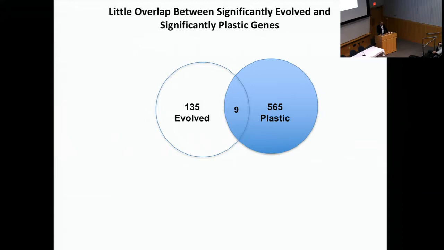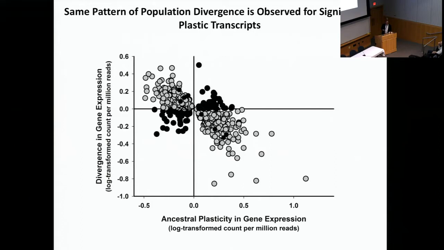which is also a theme that I think came up earlier today. But what's interesting is if we just focus on these, so these are not significantly evolved, but they're significantly plastic, and we ask, how are these transcripts diverging during the early stages of evolution? We actually see a very similar pattern, that in the relationship between plasticity and divergence, there's more divergence occurring with plasticity in the wrong direction.